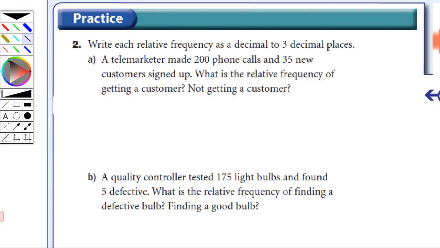Recording. So this is 11.2, question number 2. Write each relative frequency, so I'm going to underline that, as a decimal to 3 decimal places, because that's another key issue here. A telemarketer made 200 phone calls and 35 new customers signed up.